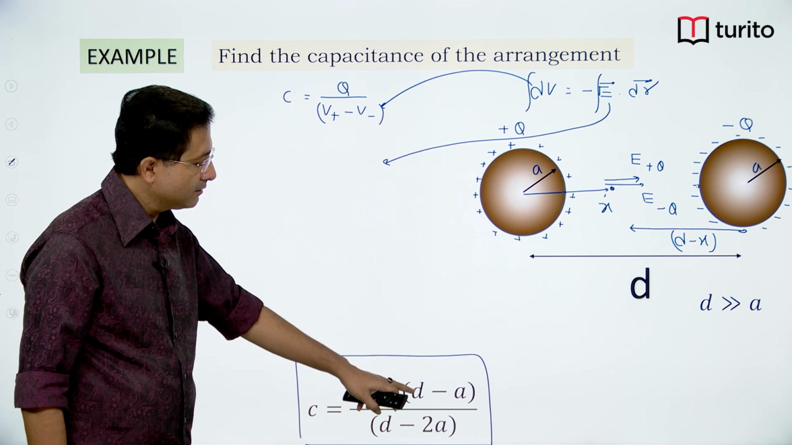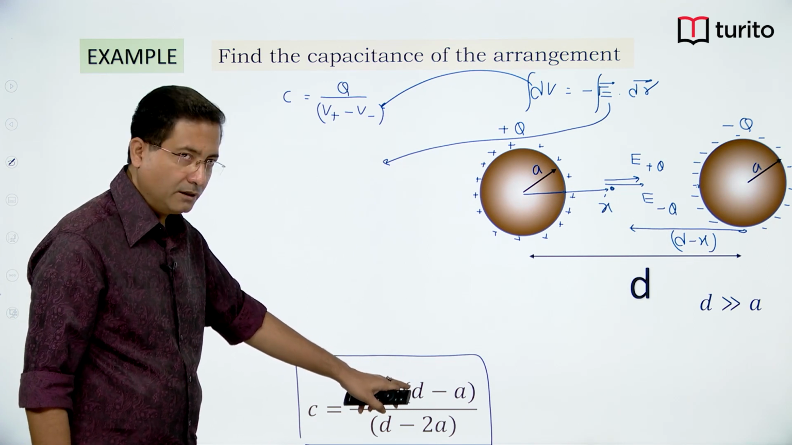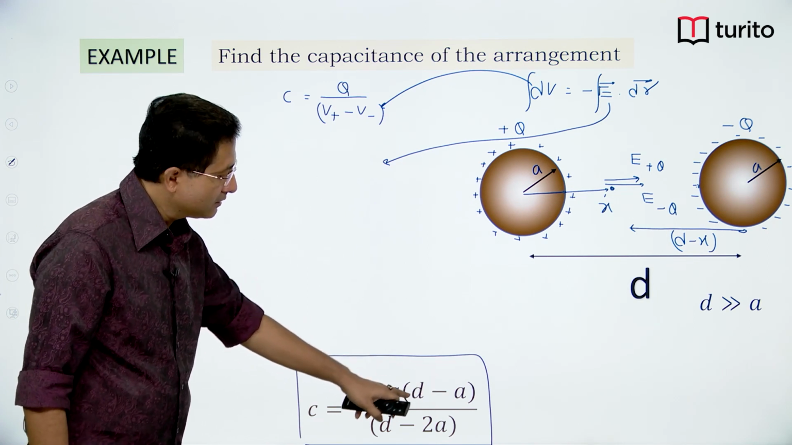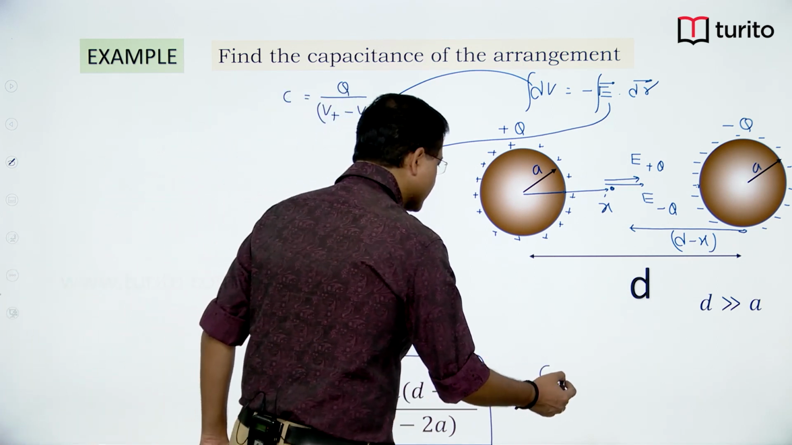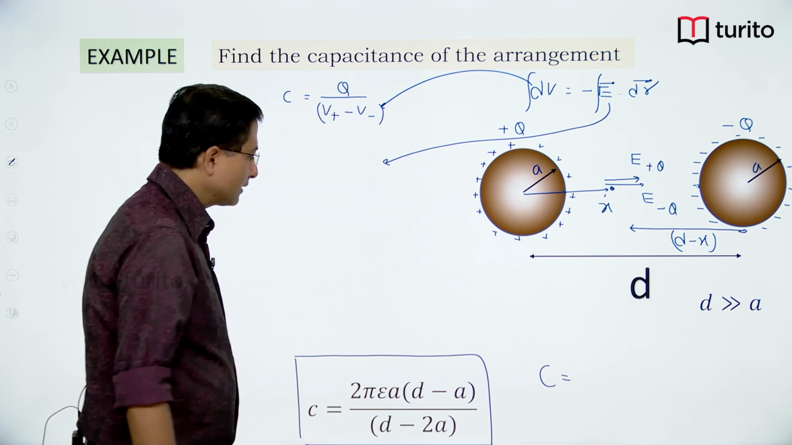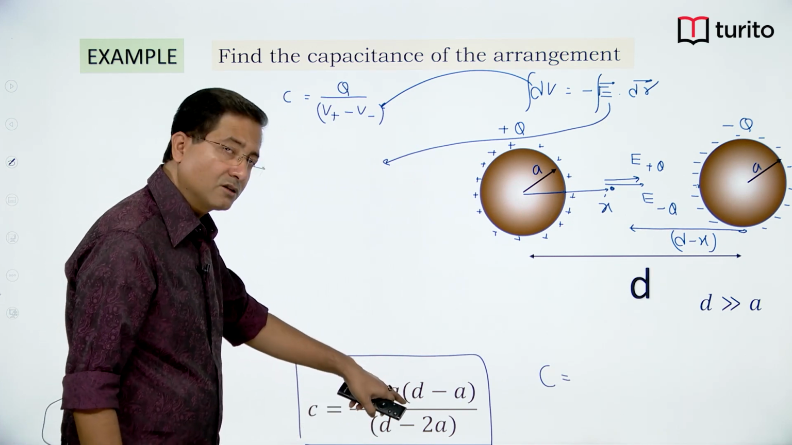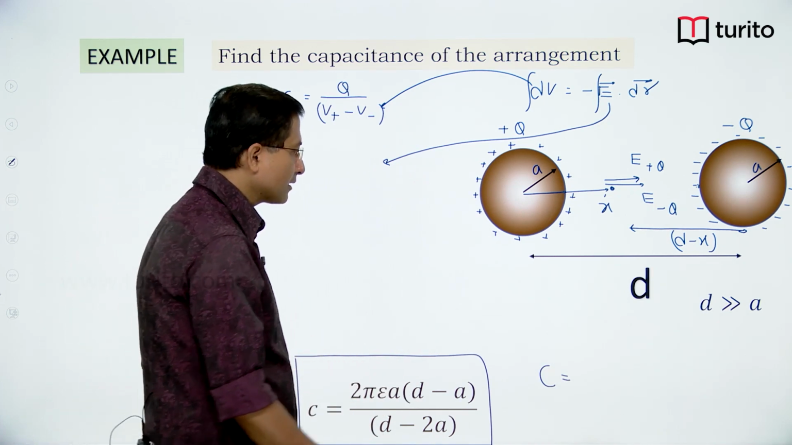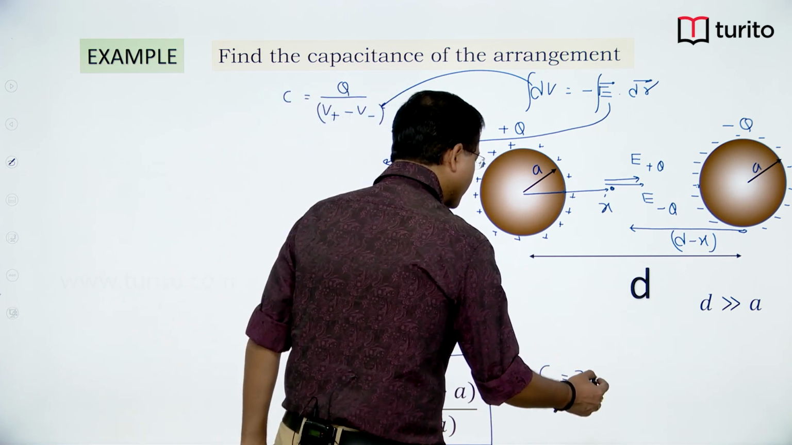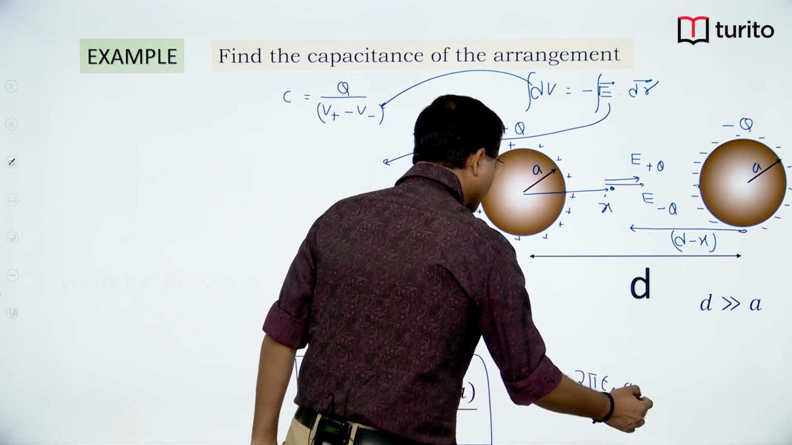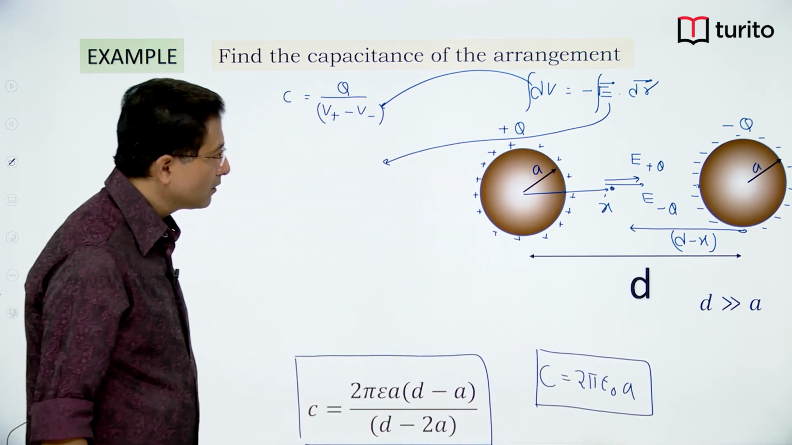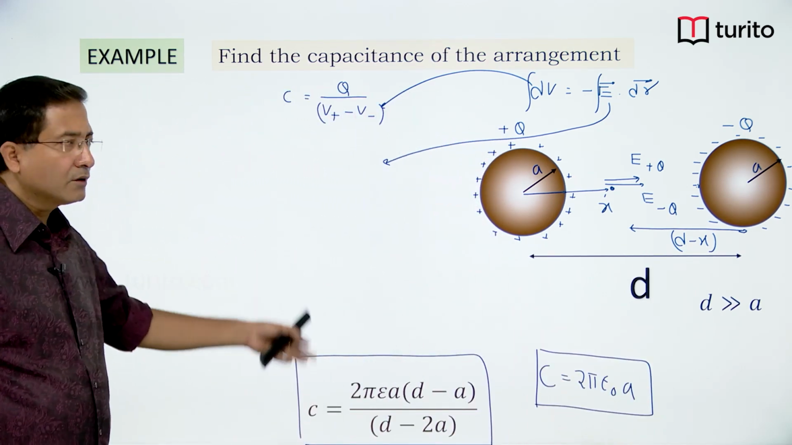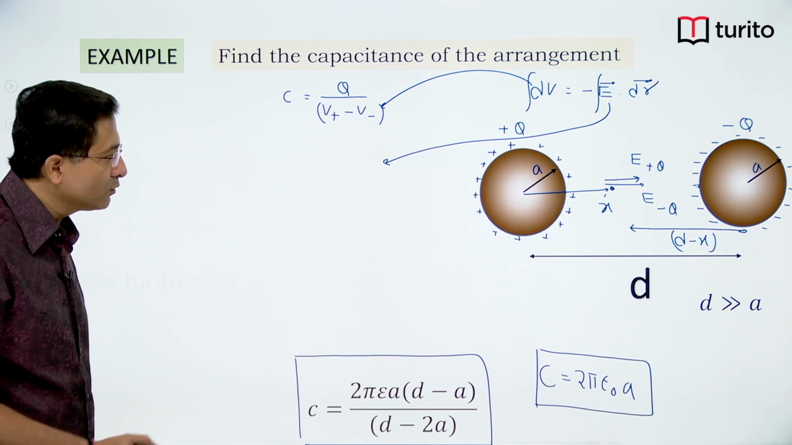in comparison to d, and this d and this d will get cancelled out and you are going to get capacitance this way. As you can see, this d and this d will get cancelled out, you are getting 2 pi epsilon naught A. So, this is one way of doing. We can do one more thing.